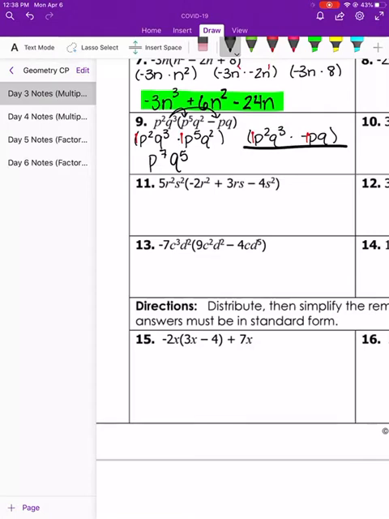For my second one, 1 times negative 1 is a negative. So I'm going to go ahead and put my negative 1 here. P squared times p, 2 plus 1 is 3. So I'll get p cubed. Not sure why that one's darker. And then we'll do the q's. So q to the third times q. 3 plus 1 is 4. So q to the fourth. And that is your final answer.